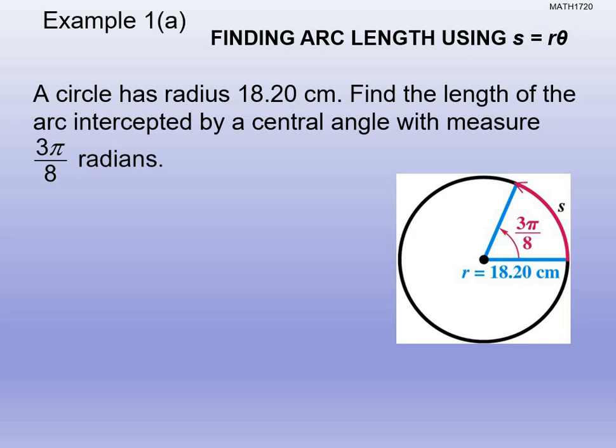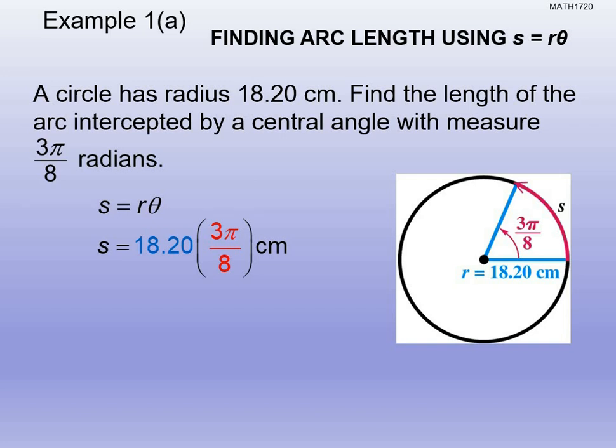Okay, a circle that has a radius of 18.2 centimeters. We want to find the length of the arc intercepted by a central angle that has a measure of 3 pi over 8 radians. So for us, theta is going to be 3 pi over 8. R is 18.2. We literally just plug into the equation. S equals R theta. So when we substitute in those values, 18.2 for R, we're going to multiply by 3 pi over 8.